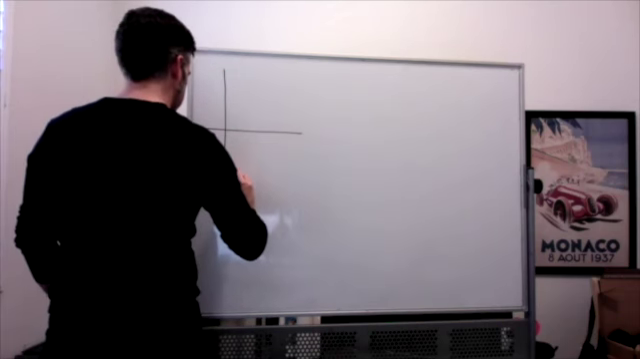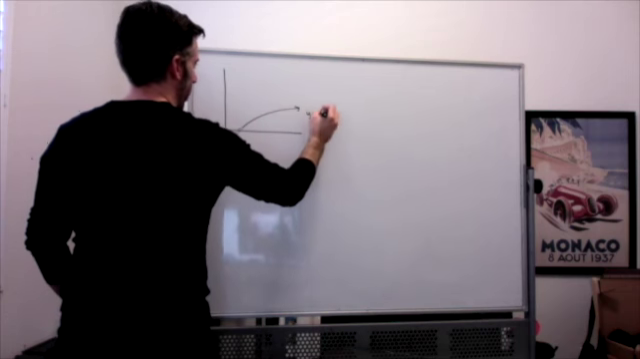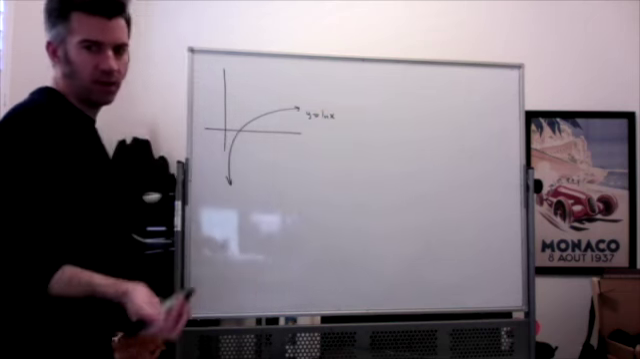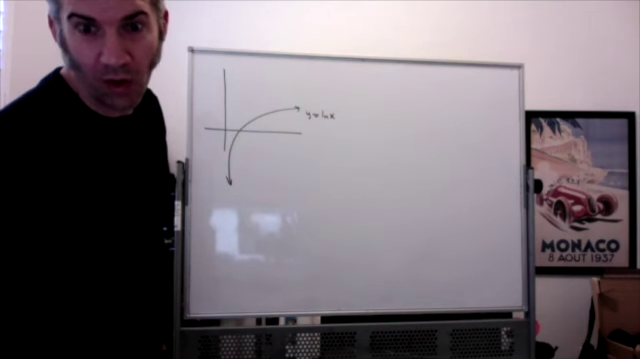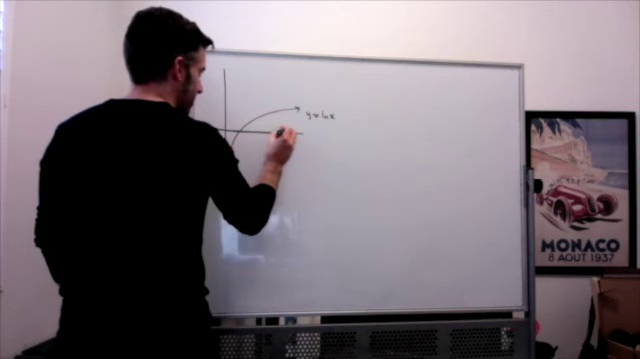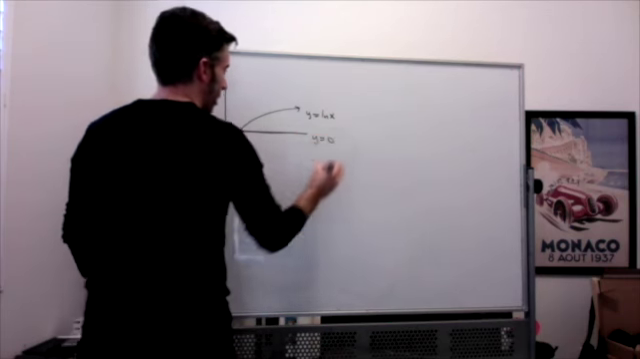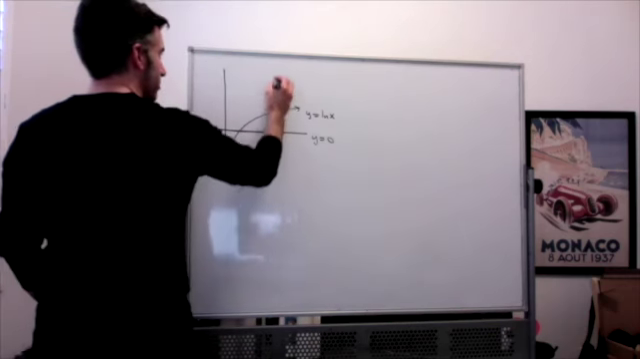So here's f of x equal to the natural log of x, or y equals natural log of x. And then what else have I got? y equal to 0, which is the x-axis. And then x equal to e, which is a vertical line.